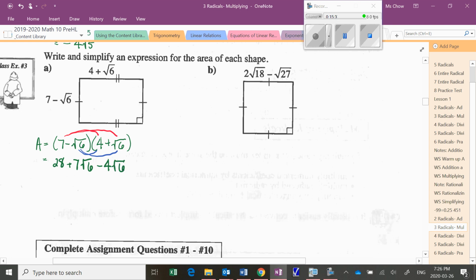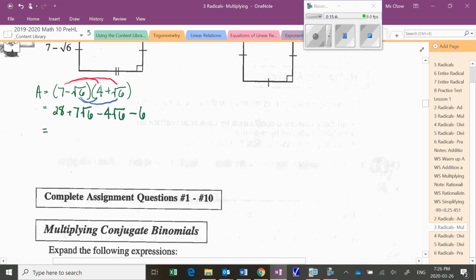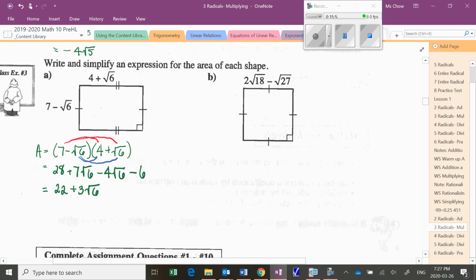And then negative root 6 times positive root 6 is, of course, negative, and root 6 times root 6 is 6. So combining our like terms again, so 28 minus 6 is 22, and then 7 root 6 minus 4 root 6 is, of course, plus 3 root 6. So that is the area. If we wanted to be extra special, we'll say that it's squared units, so units squared. In B, we've got the 4 little ticks right here indicating that this is a square.